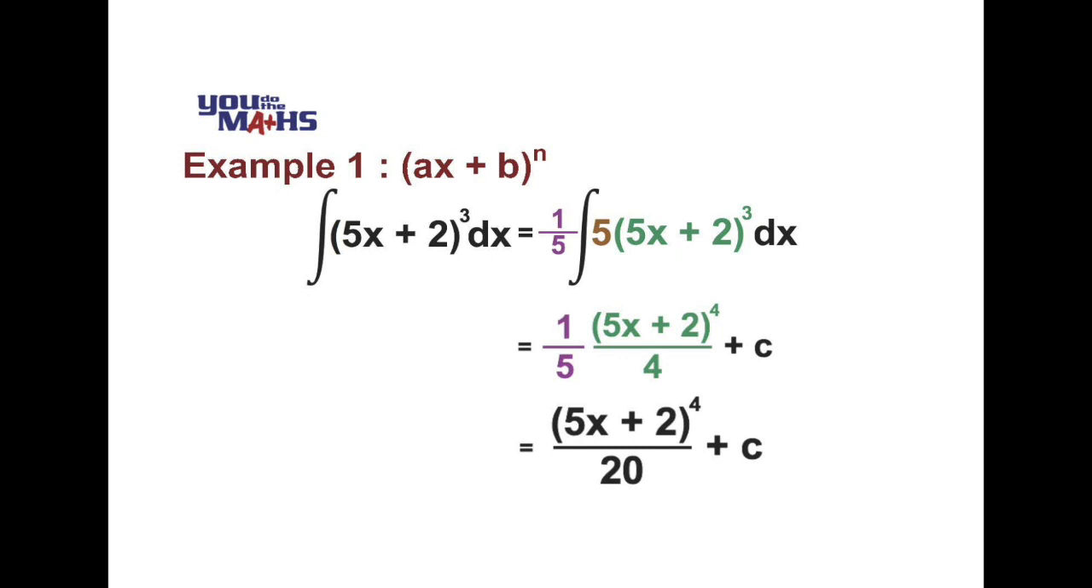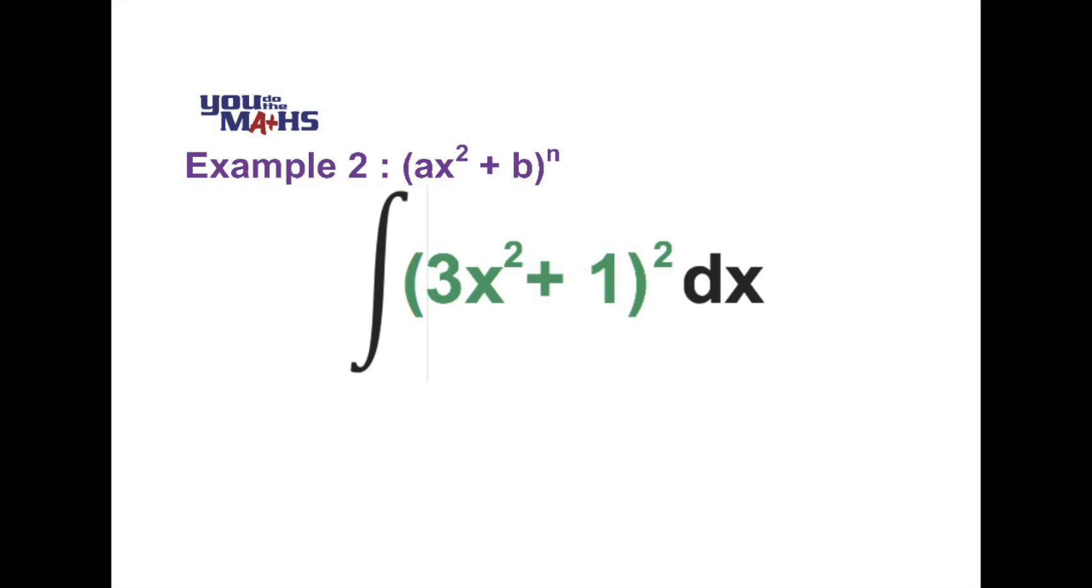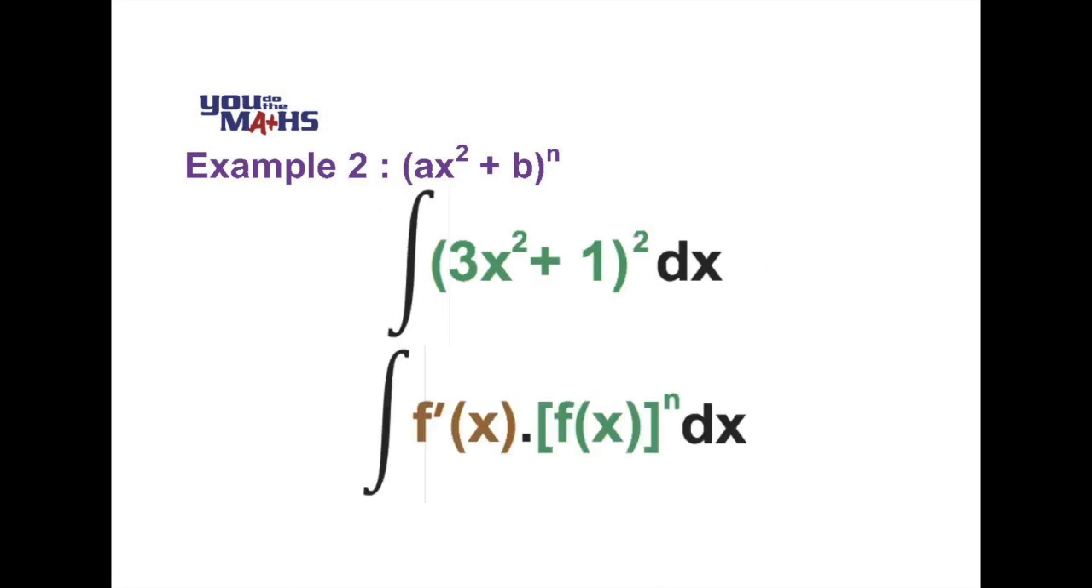Let's have a look at another example where the inside of the bracket is not a linear expression, in this case 3x squared plus 1. So judging by what we did previously, we're looking for its derivative, which we can see here in brown, so we can justify this rule. Now the derivative of 3x squared plus 1 is 6x, and unfortunately we can't introduce that inside the integral because it involves a variable x. If it was a constant, that would be okay. So in this case, we can't apply this rule for the bracketed expression.